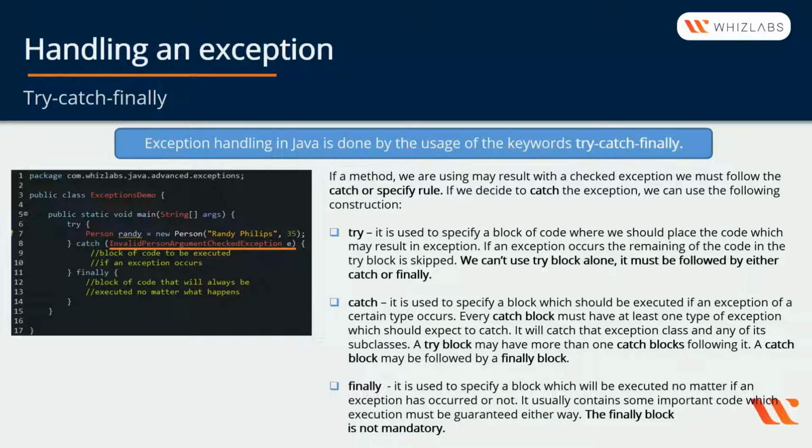As you can see, we've enclosed the constructor of the person class in a try block, followed by a catch block which is catching the invalid person argument checked exception. We have a block of code in which we can decide what to do with that exception. For example purposes, we also have a finally block at the end, where we can put some cleanup code, or whatever we want for that matter.